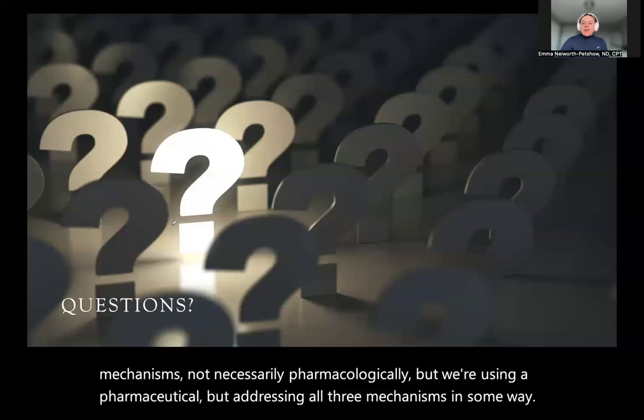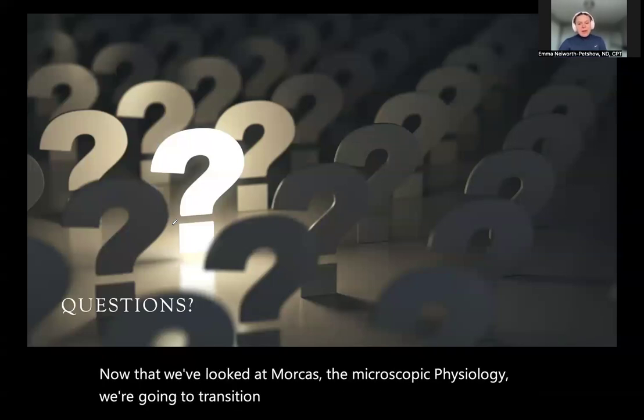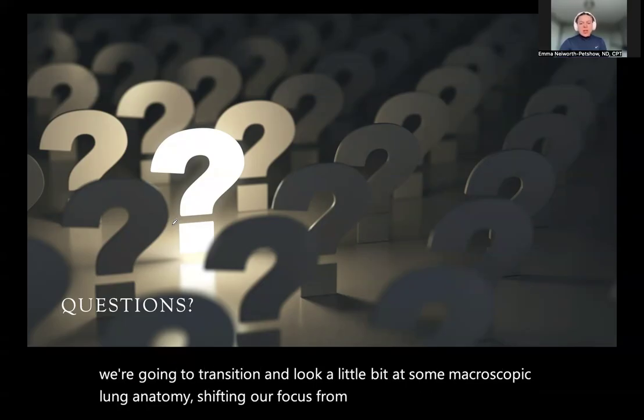Now that we've looked at more of the microscopic physiology, we're going to transition and look a little bit at some macroscopic lung anatomy, shifting our focus from airflow control to lung structure, vascular supply, and mechanical support.